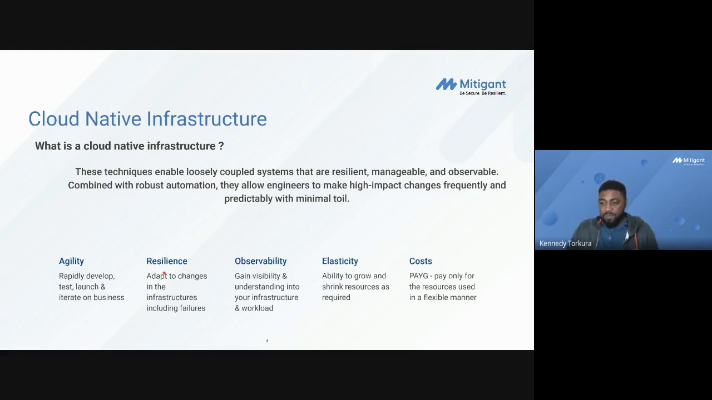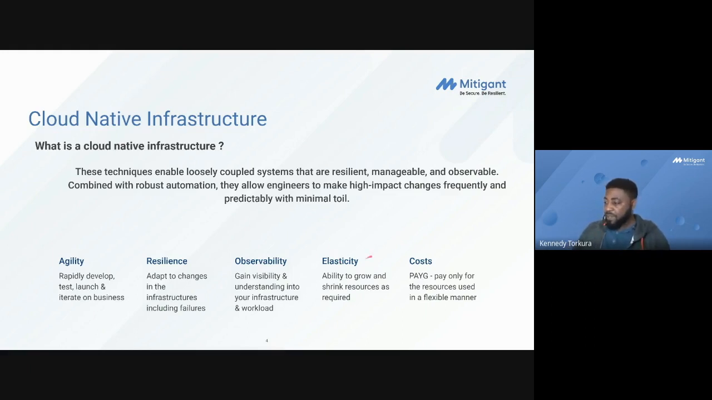The next is resilience. It offers the ability to adapt to changes in the infrastructure, including failures, which is one of the things that people encounter when they adopt the cloud. Observability is a big one because it allows for gaining insights and understanding the processes and activities that are happening in the cloud. Elasticity is the ability to grow and shrink resources as required. This is a huge one, especially for e-commerce platforms, where they have unpredictable traffic and need to scale and shrink back. So they need to be elastic, and this is one of the benefits of cloud native infrastructure.